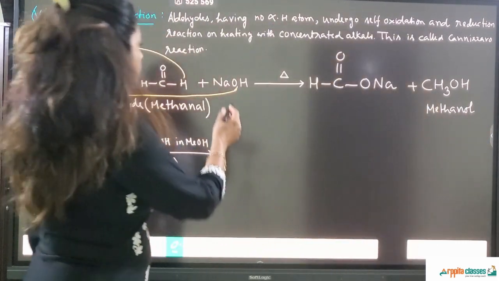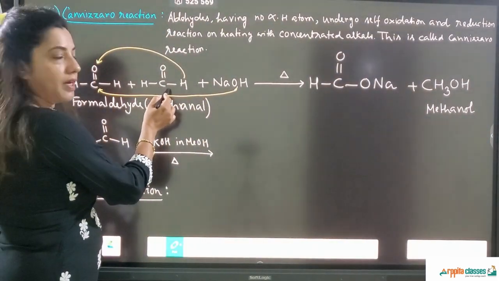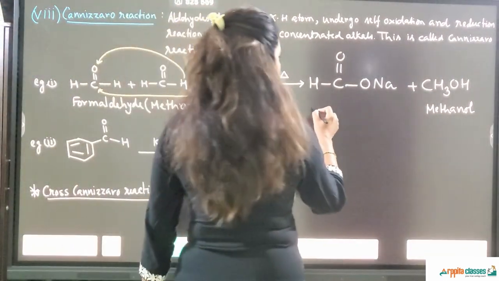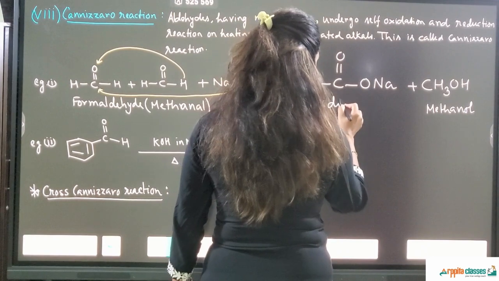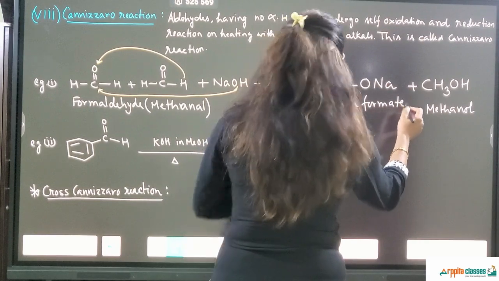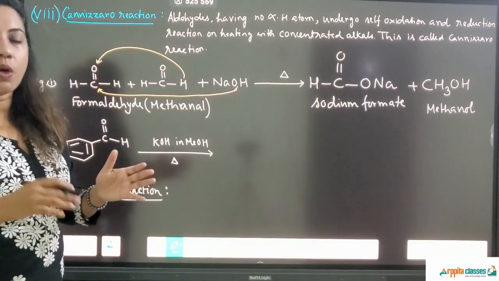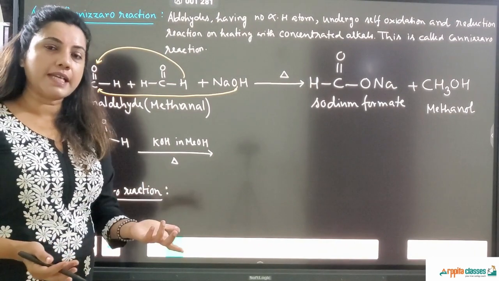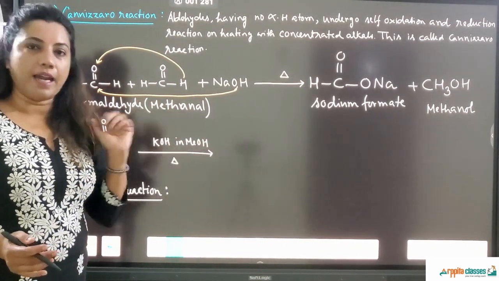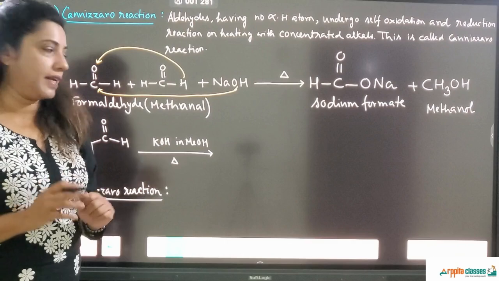Okay, and this ONa gets attached to this carbon. So you get HCOONa. Okay, so this is sodium formate. So basically what is happening? One of the molecules is getting oxidized to its corresponding carboxylic acid, and the other molecule is getting reduced to its corresponding alcohol. This is what is called the Cannizzaro reaction.